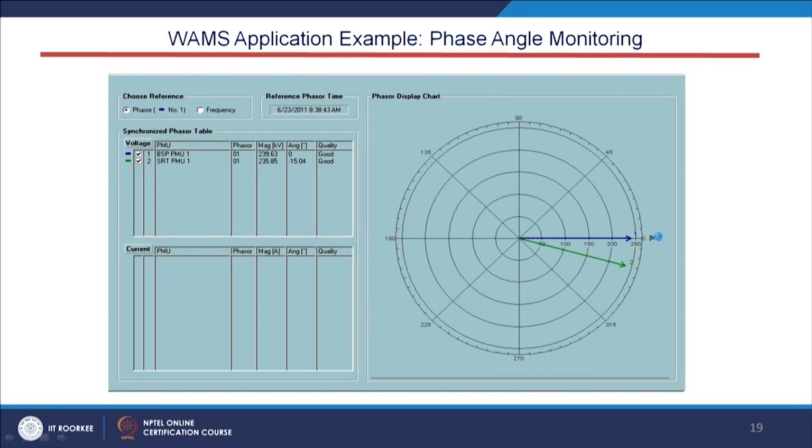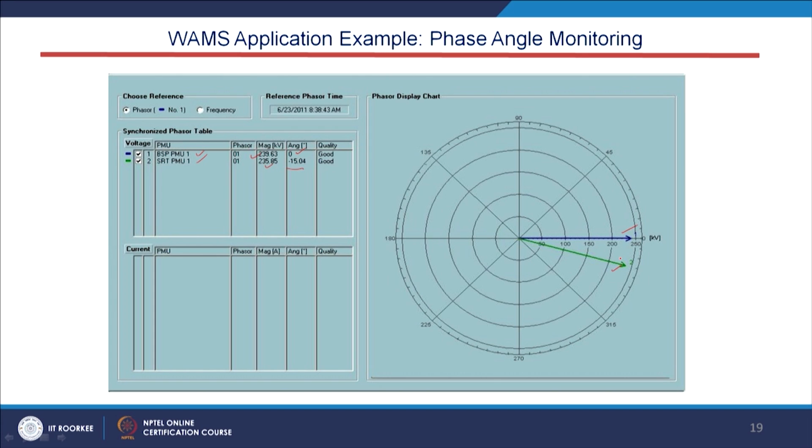This is one snapshot of a WAMS application for phase angle monitoring. You can see here that there are two buses, where we have placed PMU 1 and PMU 2. For the first PMU, the voltage magnitude is 239.63 and the angle is 0 degrees, and this is the phasor position, which you can see in this circle. Here, for the second one, the voltage magnitude is 235.85 and the angle is minus 15.0 degrees, and here is the phasor position.